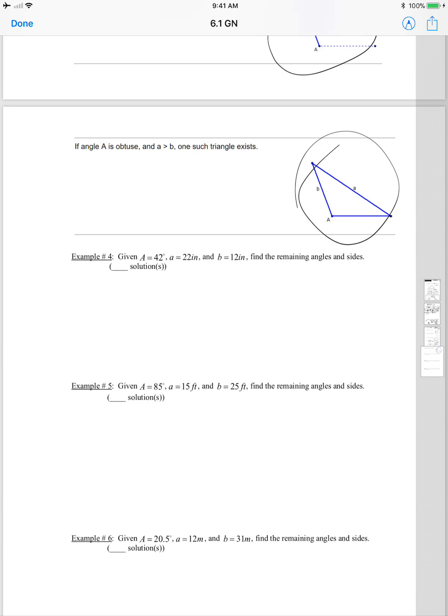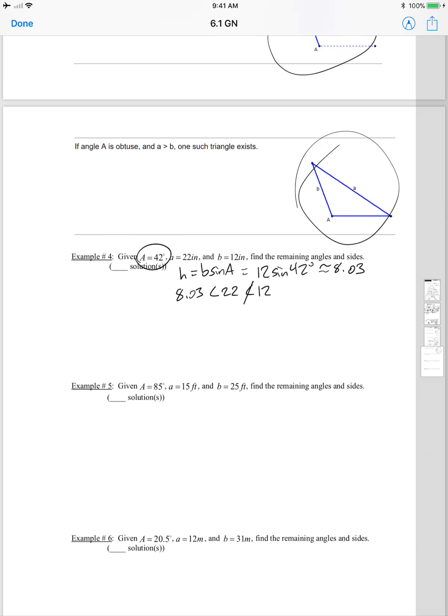So H equals B times the sine of A, or 12 times the sine of 42 degrees. Plug that into a calculator. H is about 8.03. Is 8.03 less than 22 less than 12? Well, obviously not. 22 is not less than 12. So I know in this case that I do not have two triangles.